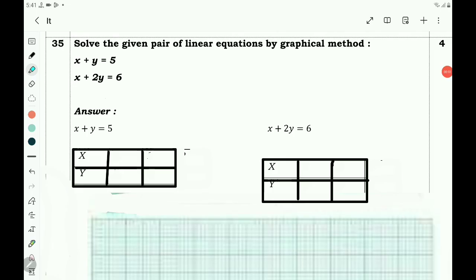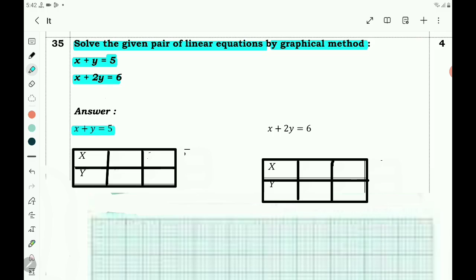Question number 35. Solve the given pair of linear equations by graphical method. What is the given pair of linear equations? x plus y equals 5 and x plus 2y equals 6. Find two sets of coordinates for each equation. Let us take the first equation, x plus y equals 5.